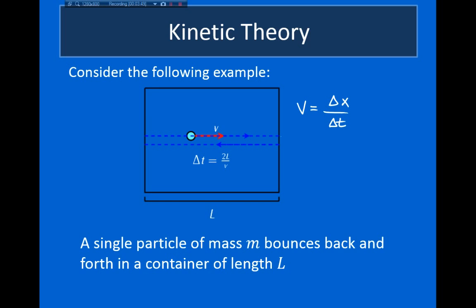And if the container has a length of L, then the amount of distance it has to travel to go through one round trip, so it's going to travel all the way to one side and then come back, so the distance it will travel is 2 times the length of the container during a time delta t. So the time between collisions, delta t, is going to be equal to 2 times the length of the container divided by the speed that the particle is traveling at.